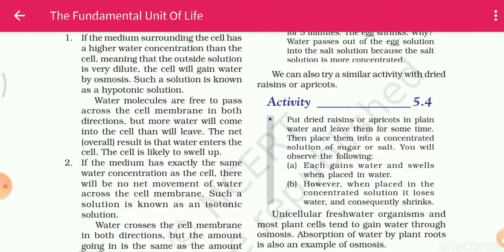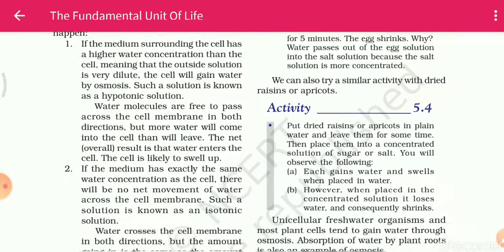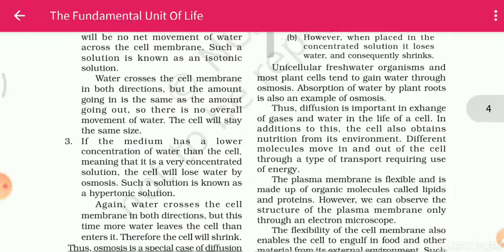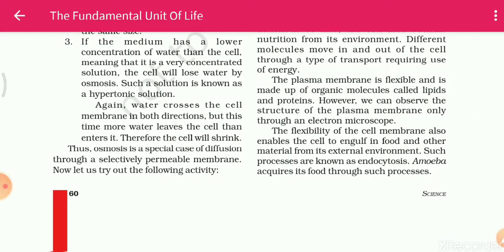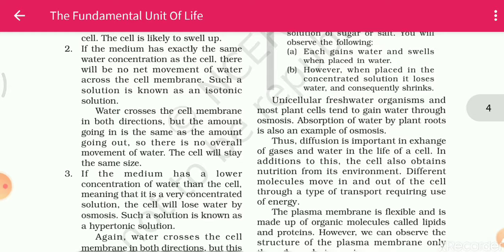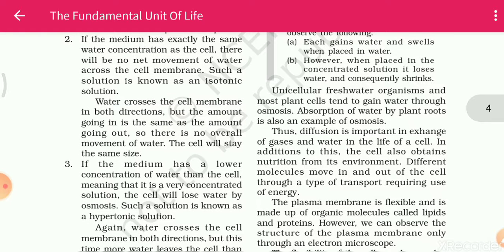This covers activity 5.4, 5.3, and here hypertonic solution. What is a hypertonic solution? Isotonic solutions and hypertonic solutions. Endocytosis is given, which is very important. Plasma membrane components are given. An example of osmosis is asked at exam time, so this one is the most important. You can focus on it and learn it.